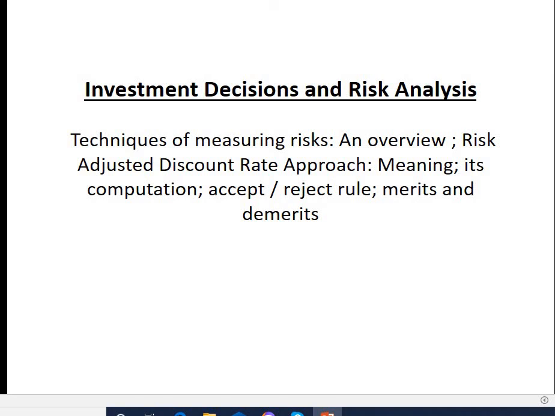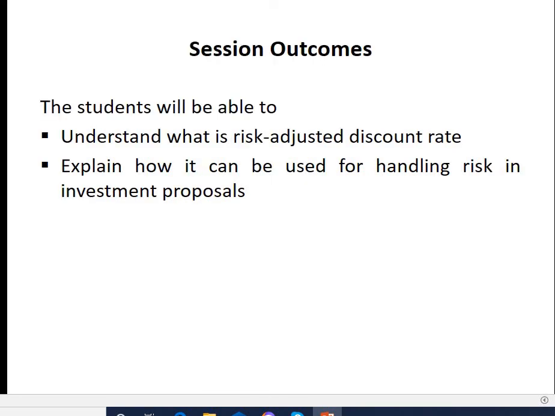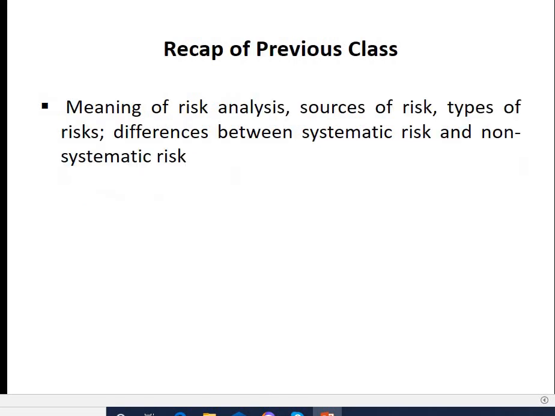The topic covered in this session is Techniques of Measuring Risk, Risk-Adjusted Discount Rate Approach, its computation, Accept and Reject Rule, Merits and Demerits. The students will be able to understand what is risk-adjusted discount rate and also how it can be used for handling risk in investment proposals.